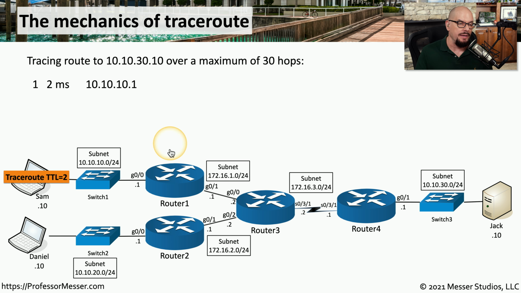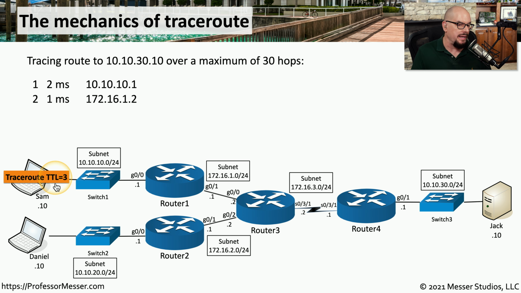Now Sam sends the same traceroute to the destination of 10.10.30.10, but it changes the TTL to be 2. When this packet hits the first router, TTL is decreased by 1, which means it's TTL 1 and sent on its way. When it reaches the next router, it is decreased by 1 again. TTL goes to 0, and a TTL exceeded message is sent back to Sam's workstation. Sam's workstation calculates this took 1 millisecond of a round-trip time, and it received that TTL from 172.16.1.2, which is the IP address of router 3.